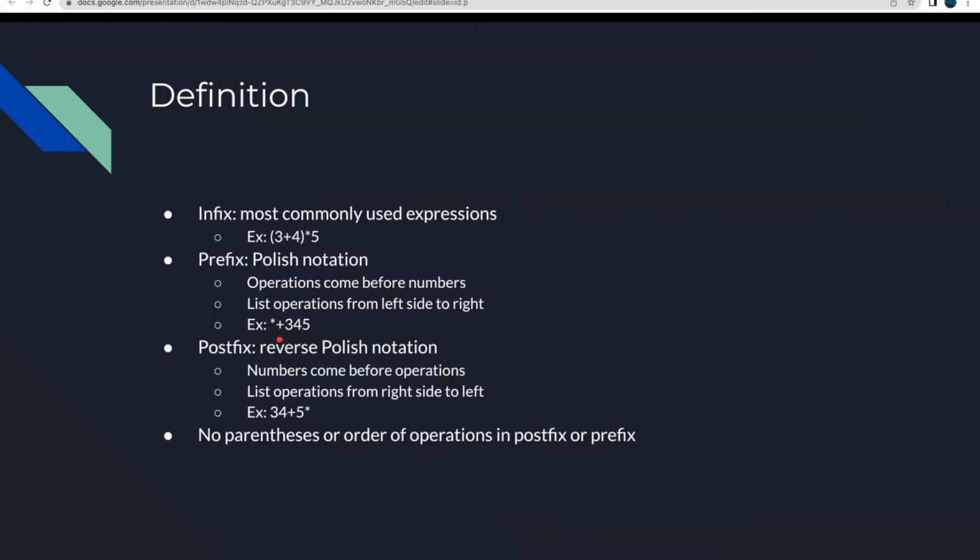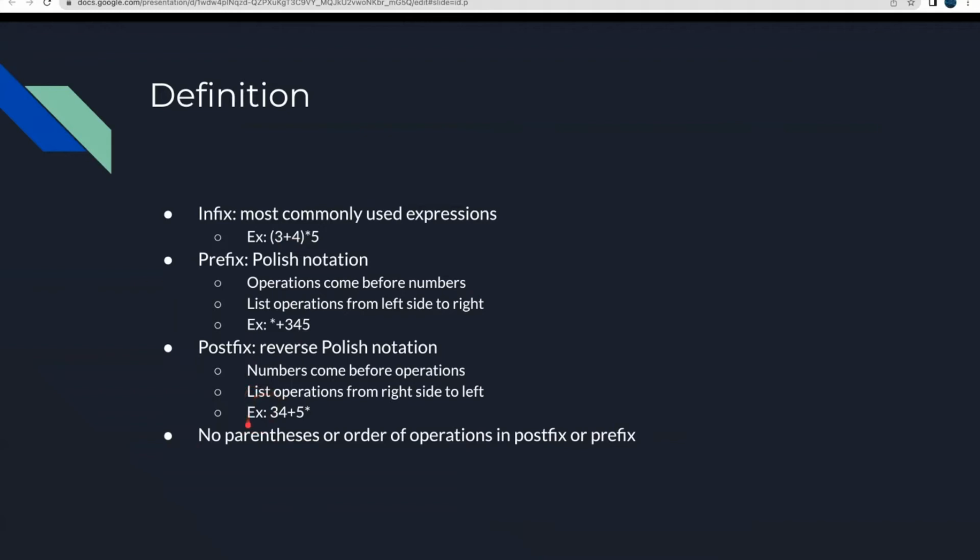An easy way you can tell the difference between prefix and postfix is that in prefix, the leftmost character is always an operator because it solves from left to right. So we'll learn about why later too. And in postfix, the rightmost character will always be an operator.